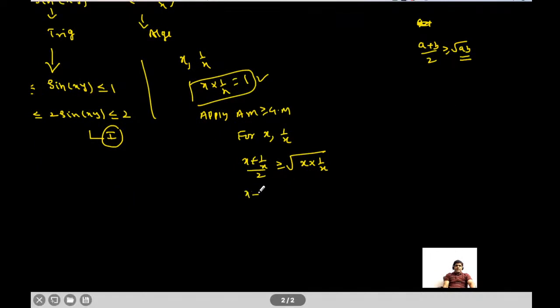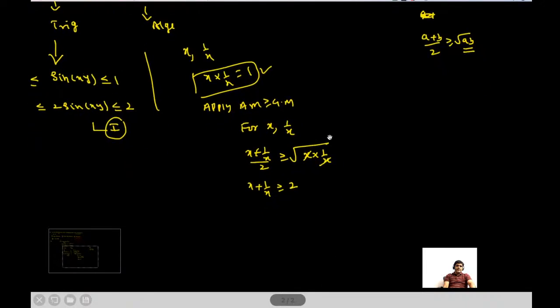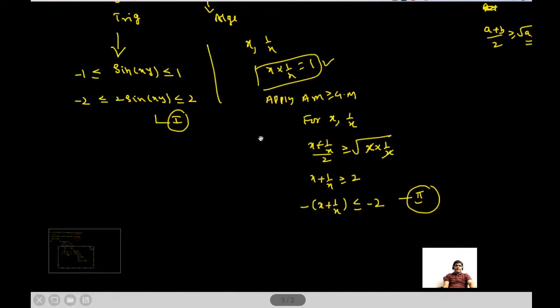So x into 1 by x is anyway 1 only. You take this 2 to the other side: x plus 1 by x is greater than or equal to 2. But here the RHS is minus of x plus 1 by x. Therefore multiply throughout by minus; if you multiply throughout by minus, the inequality changes. Therefore minus of x plus 1 by x is less than or equal to minus 2. So this is the second part, the RHS.